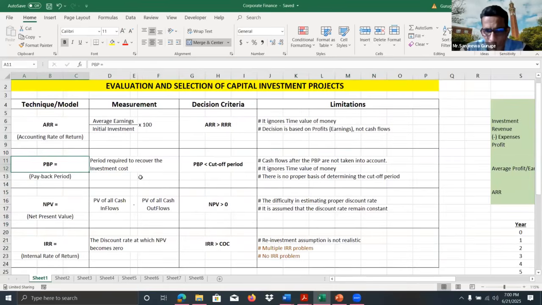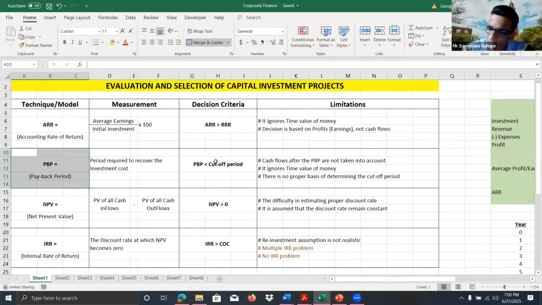Then the payback period, which is another very simple technique. The calculation is very easy, as it identifies how long it takes to recover the investment, but the limitations are there. Again, the normal payback period does not consider the time value of money. And probably the biggest limitation of the payback period is that the cash flows after the payback period are not taken into account.